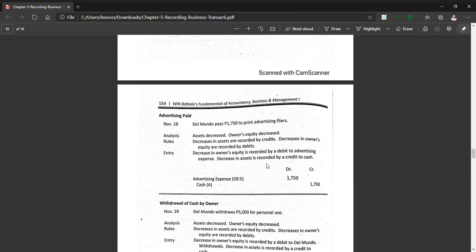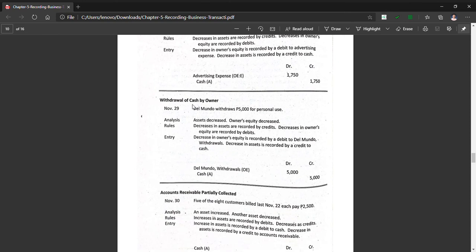On November 28, Del Mundo pays 1,750 to print advertising flyers. Okay, so yung print advertising flyers, this is an expense again of the business. Ito isang gastos ng business. Gastos niya para ma-advertise ang business. Right? So, dahil meron siyang expense, again, we debit expense, 1,750. At dahil nagbayad siya ng pera, we credit cash, 1,750.